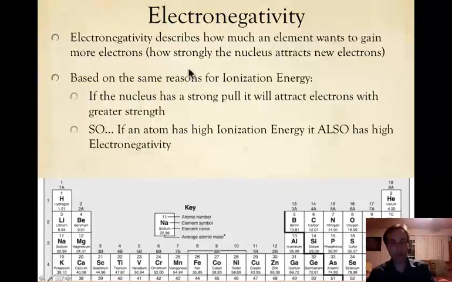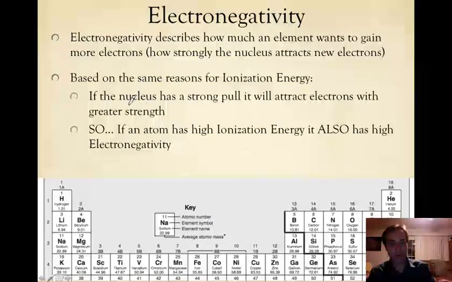Alright, third and final topic is electronegativity. Electronegativity describes how much an element wants to gain electrons. Ionization energy was how tightly you were holding on to electrons. With electronegativity, it's how much they want to gain more electrons. It turns out, though, it's based on the same idea of ionization energy.